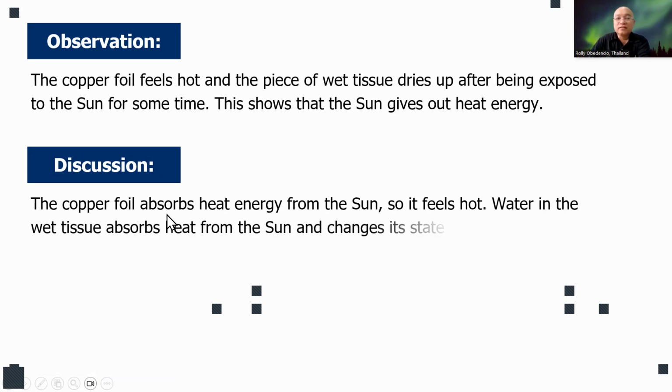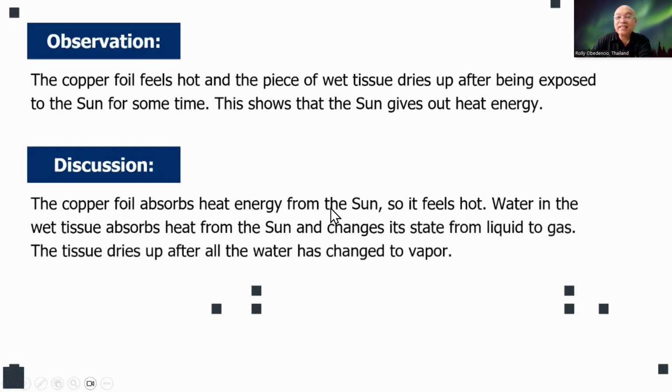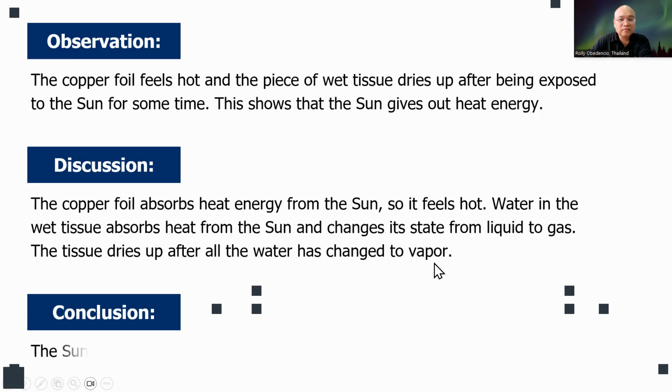Discussion. The copper foil absorbs heat energy from the sun, so it feels hot. Water in the wet tissue absorbs heat from the sun and changes its state from liquid to gas. The tissue dries up after all the water has changed to vapor. Conclusion. The sun gives out heat energy.